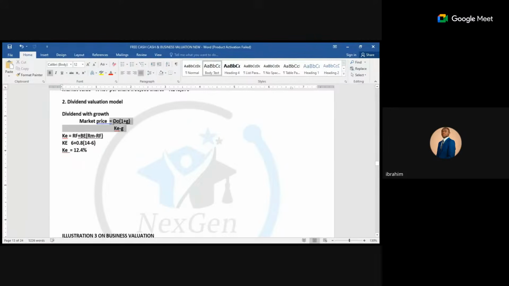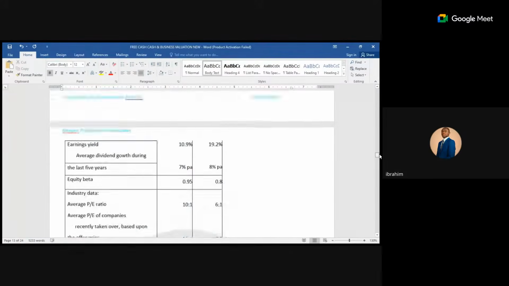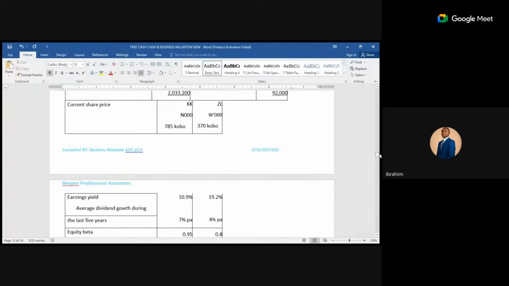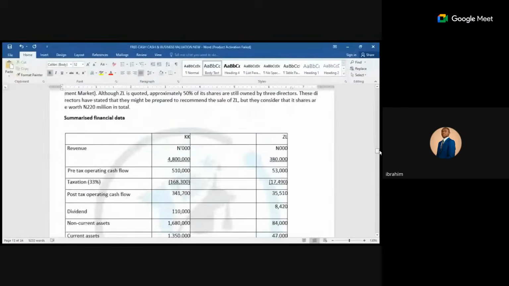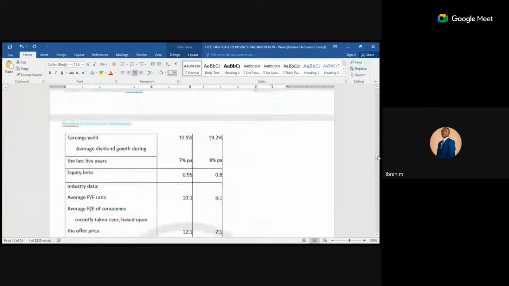So we can now apply this, right? We can just say 12%. So what is the dividend for ZL? Don't forget that we want to value ZL, right? What is the dividend in the income statement? Okay, 8,420.